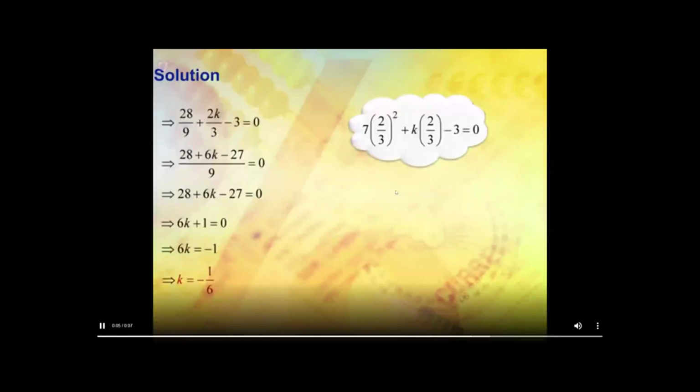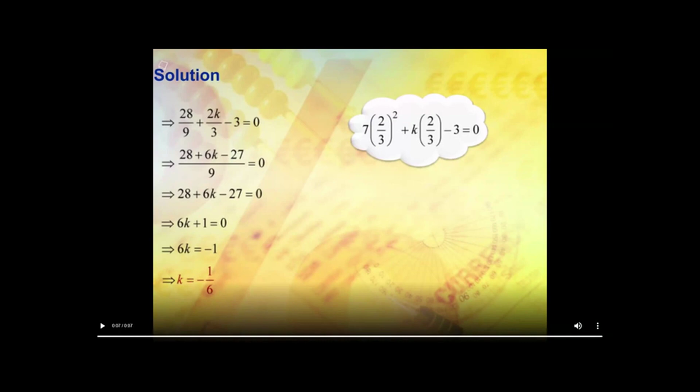Since x is equal to 2 upon 3 is a root, it must satisfy the quadratic equation 7x squared plus kx minus 3 is equal to 0. On substituting x is equal to 2 upon 3 in the equation, we get the equation as shown. On simplifying further, we get the value of k as minus 1 upon 6. He has got minus 1 by 6.